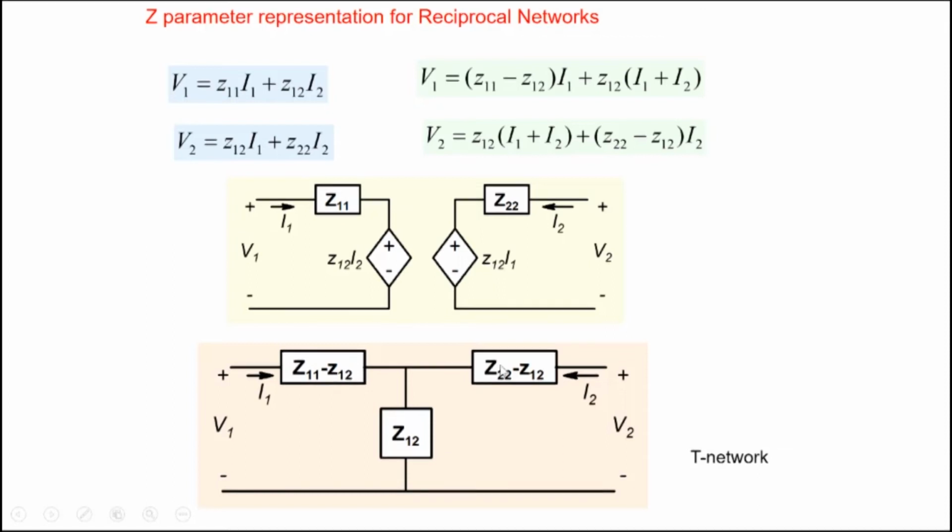And in this case, note that these are all impedances here. Z11 minus Z12, Z12 here, Z22 minus Z12. So without any dependent sources, we can represent this, have this representation here. Okay? A simplified representation. With simple algebraic manipulation, we can write it, but only for a reciprocal network.